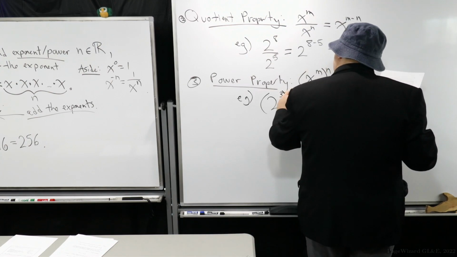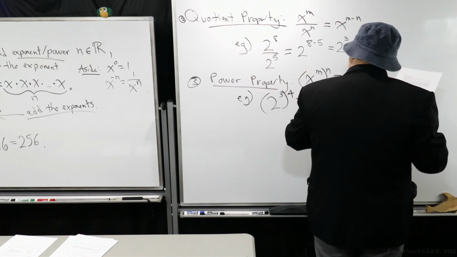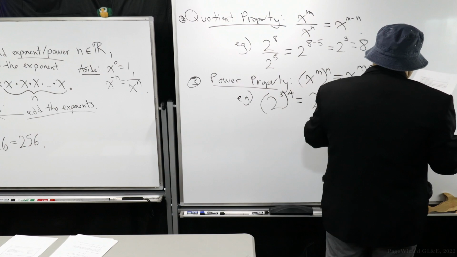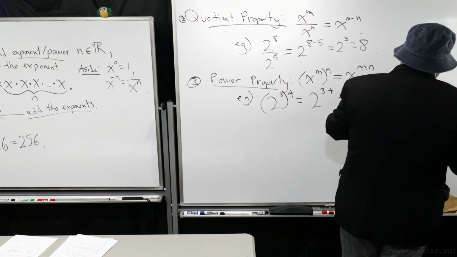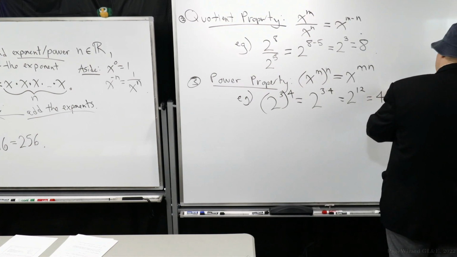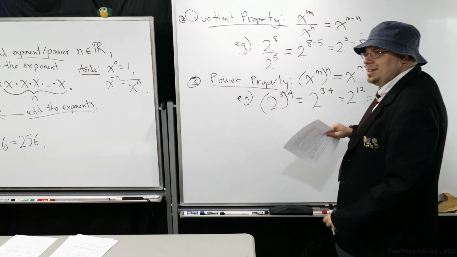Just as a quick example, 2 cubed raised to the power of 4 is 2 to the power of 3 times 4, which is 2 to the power of 12, which if you're curious about what that is, that's 4,096. Double check that calculation.